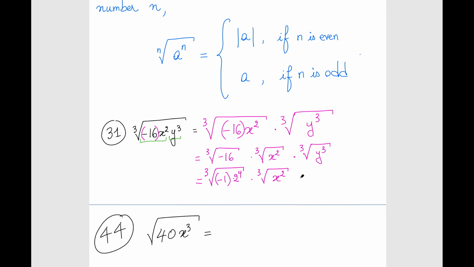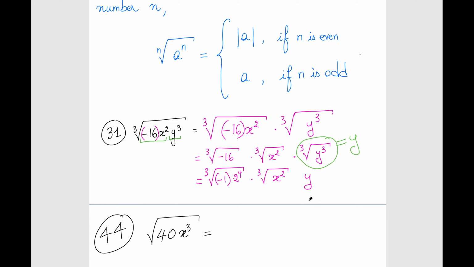Okay. And this last one looks like the nth root of a to the n, and we just talked about this. The nth root of a to the n is a when n is odd, and n happens to be 3 in this case. So that is simply y, because n is 3 and n is odd, so the nth root and the nth power undo each other in a clean way. So this is y.